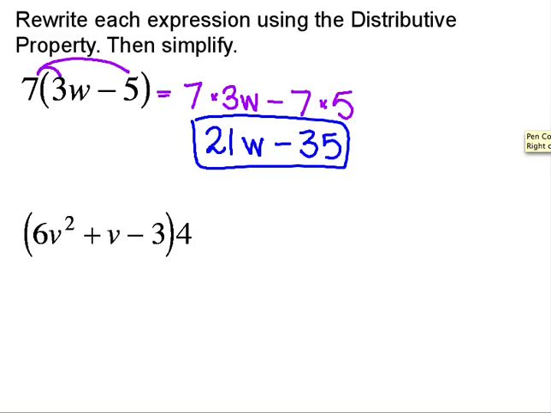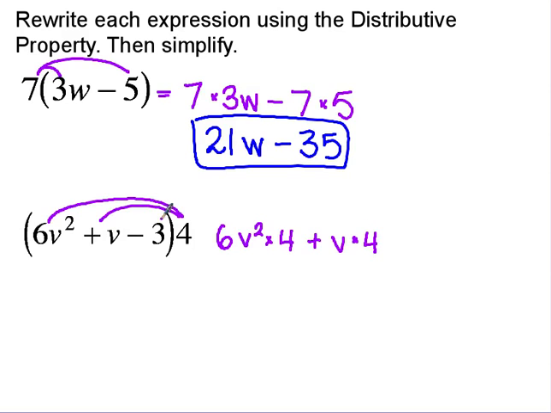Let's look at the next one. Here, I've got 6b squared times 4, plus b times 4, minus 3 times 4. Okay? What will my final answer be?